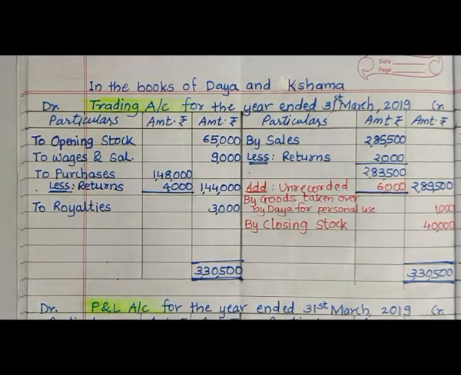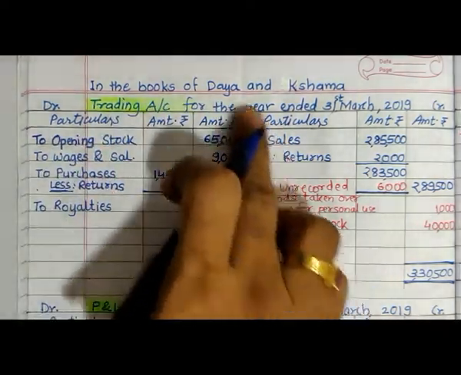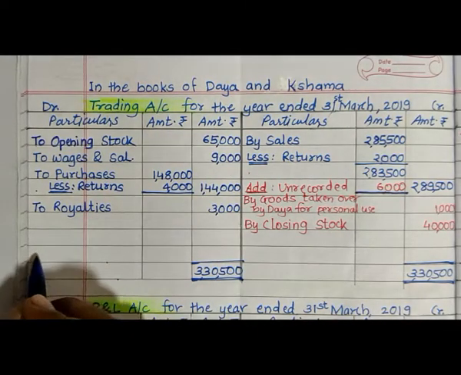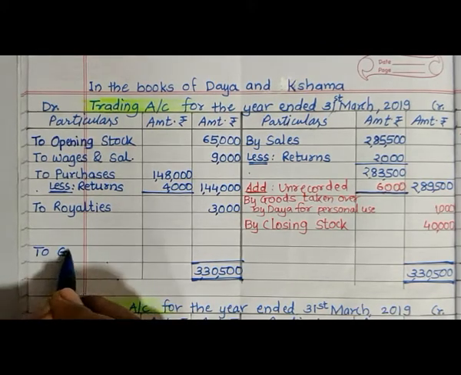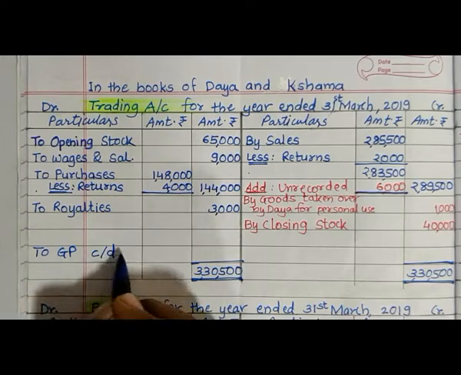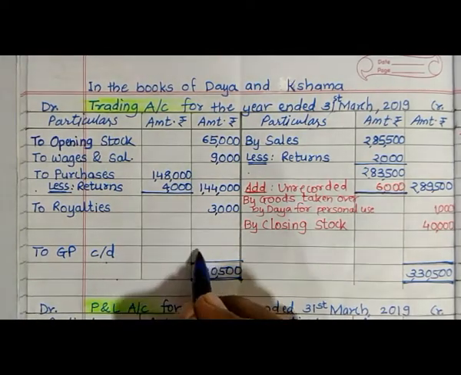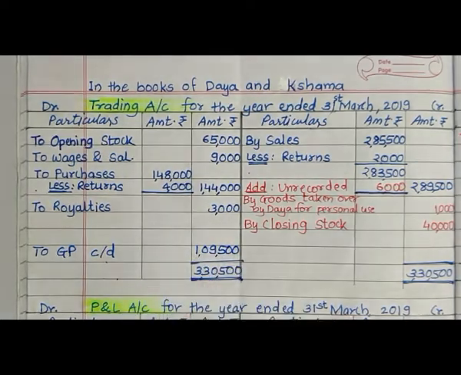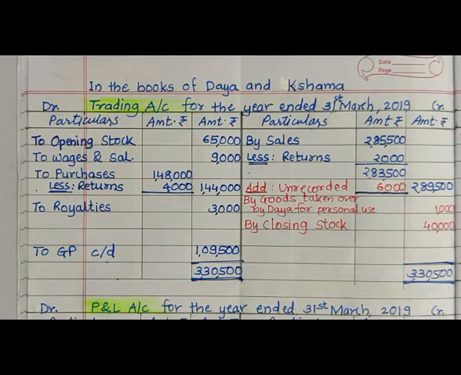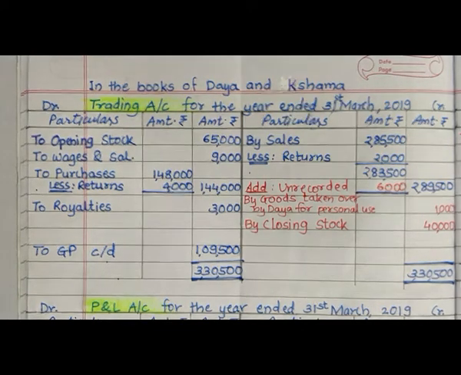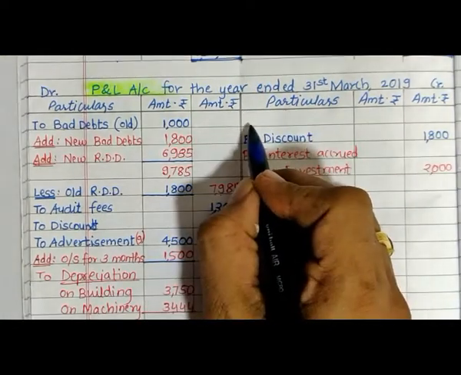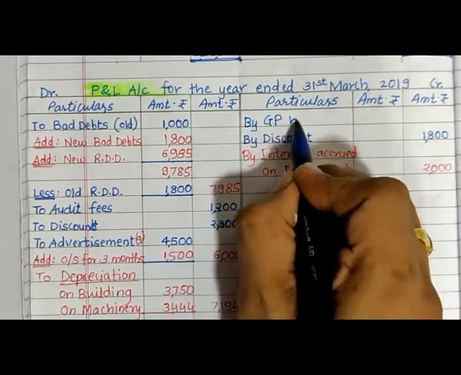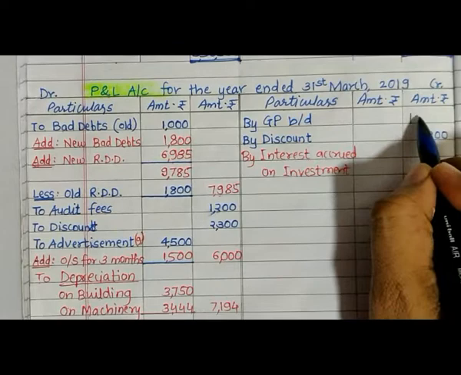Then we will deduct the total of debit side of trading account from rupees 3,30,500, and the difference we will record as to gross profit carried down, which is rupees 1,09,500. This gross profit is transferred to profit and loss account credit side as by gross profit brought down, 1,09,500.